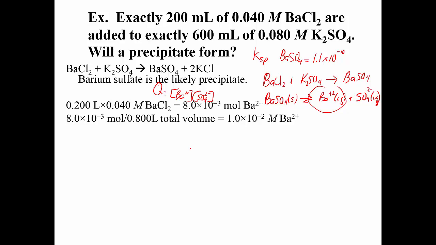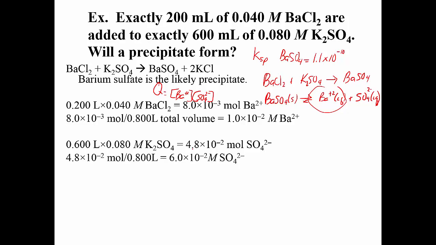So where's the sulfate coming from? The sulfate is coming from potassium sulfate. So you have to do the same thing. Figure out how many moles of sulfate, and it's just a 1-to-1, so that's why when you know moles of potassium sulfate, you know your sulfates. But again, it's in the liters, so you have to divide it by 0.8 to get concentration.